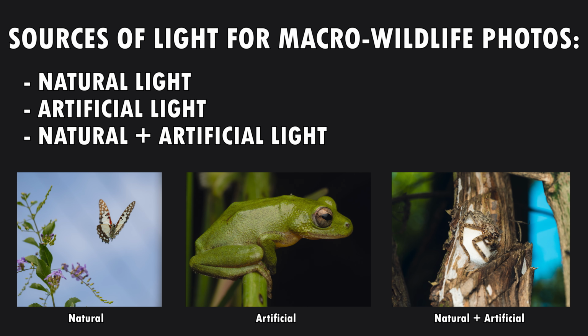In macro wildlife photography, we get light from three sources, and one of them is natural light. Next is artificial light, and the third one is a combination of both natural and artificial light. These three sources all have their pros and cons, and if you are looking for a video that compares natural light with artificial light, I have a video of that and it's linked up here, or you can check the channel or just the description. So today we are going to just touch on these. We are not going in depth into them.